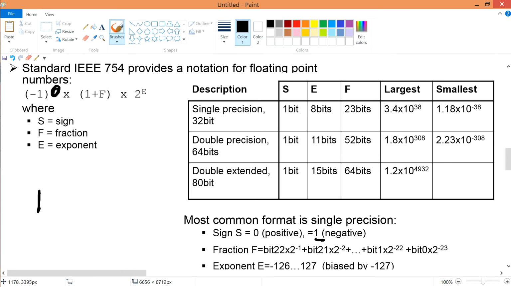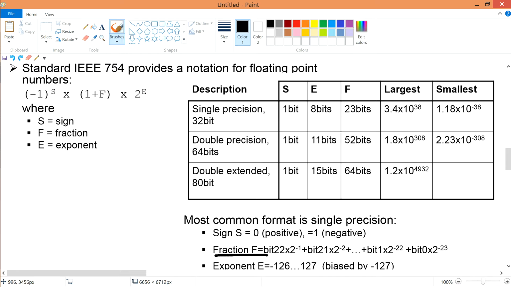Alright, if it's 1, then this thing over here becomes negative 1. You see? So therefore it is a pretty smart way. So you can change your sign, plus or minus, using positive or negative. Alright, 0 or 1. So you use 1 bit to change your sign.